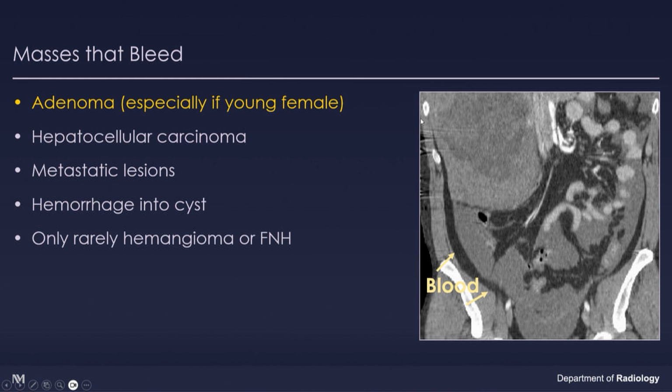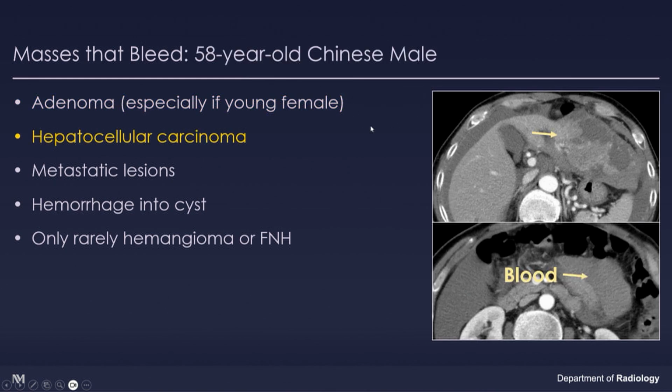So this, again, was an adenoma. This was embolized. This, in contrast, was another patient presented through the ER, liver lesion that bled. The difference is the demographics, a 58-year-old Chinese male. So this turned out to be, as expected, HCC.